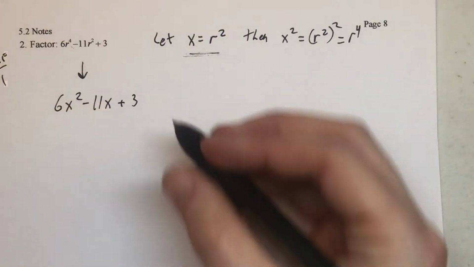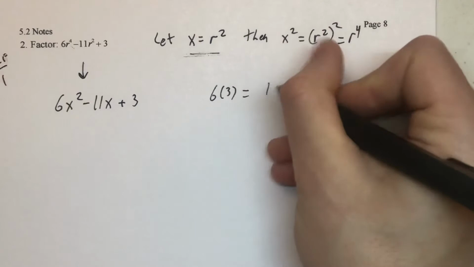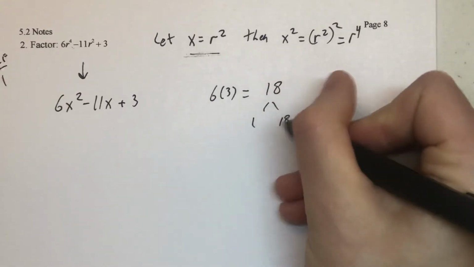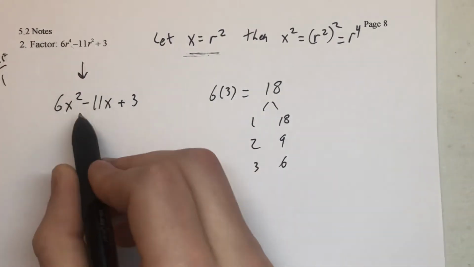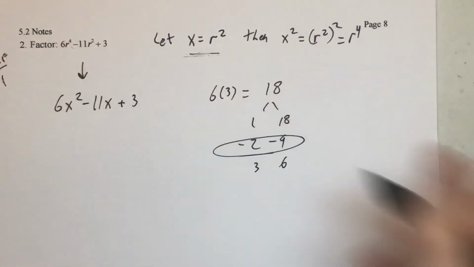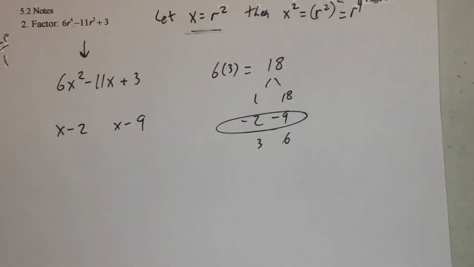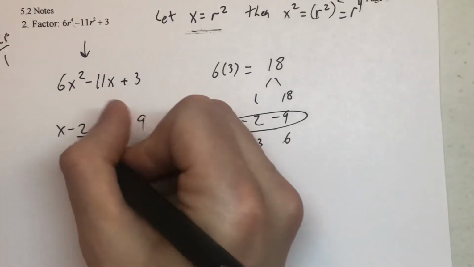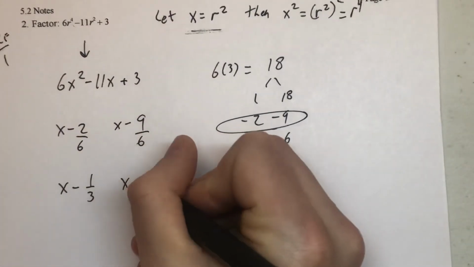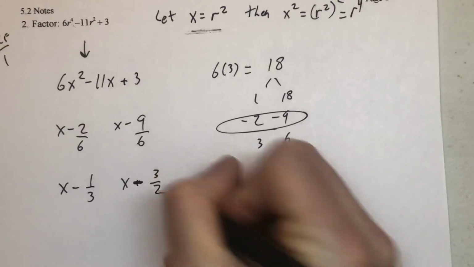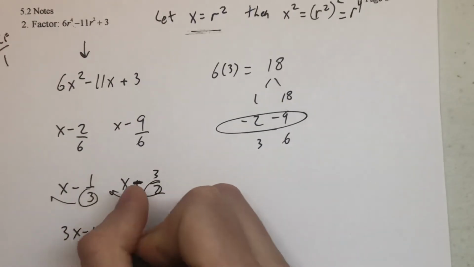We already said GCF is 1, and now we can say there's our pattern, and it's time for the number game. So 6 times 3 is 18: 1 and 18, 2 and 9, and 3 and 6. And the numbers that multiply to 18 but add to negative 11 would be a negative 2 and a negative 9. So we'll go with x minus 2 and x minus 9, and then take the 6, make that the denominator, reduce it to a minus 1/3, and a minus 3/2. So again, just the standard bottoms up approach to get us into this form here.